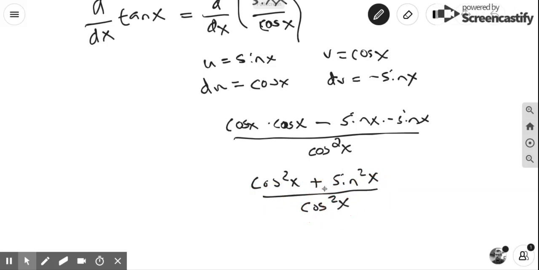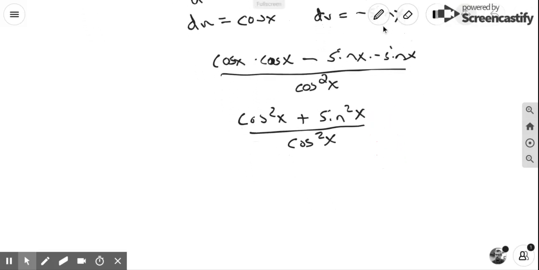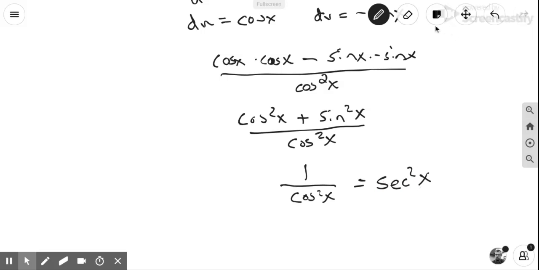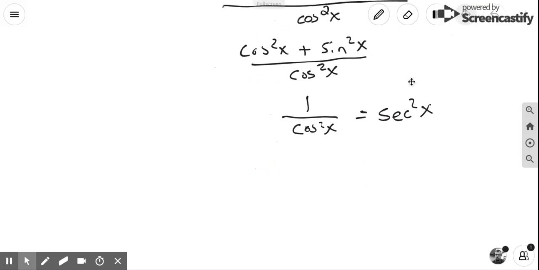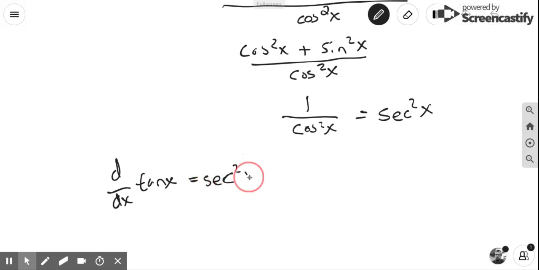Looking at the top part here, cosine squared x plus sine squared x, usually we'd see it written the other way around, sine squared x plus cosine squared x. That's another one of our very useful fundamental trigonometric identities. If you looked on your unit circle sheet, you'd see that it is equal to 1. So we'd have 1 over cosine squared x, and 1 over cosine can also be written as secant, so 1 over cosine squared x is secant squared x. So that's what we started with: the derivative d dx of tangent x is going to equal secant squared x.